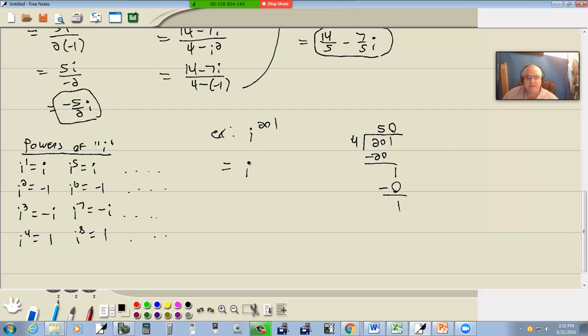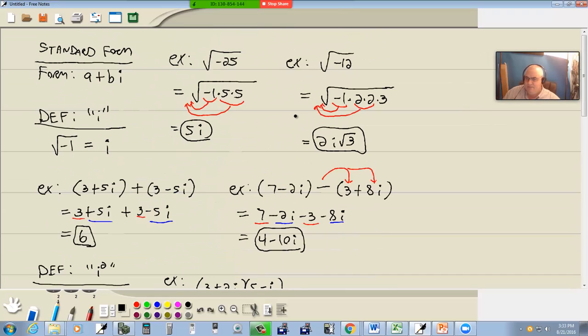So I rewrite this as i to the first power. When you divide by 4, whatever your remainder is, that's what goes in the exponent. And then i to the first power is simply just i. So that would be what i to the 201st power is equal to. Okay, let me clear that off.